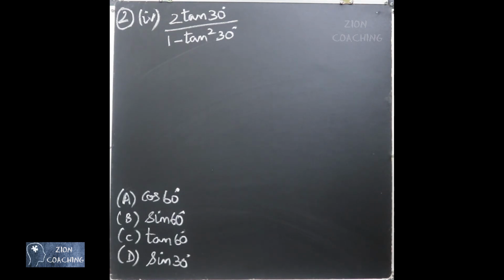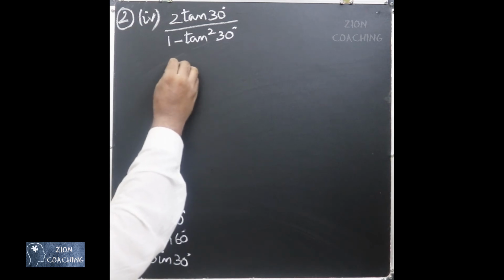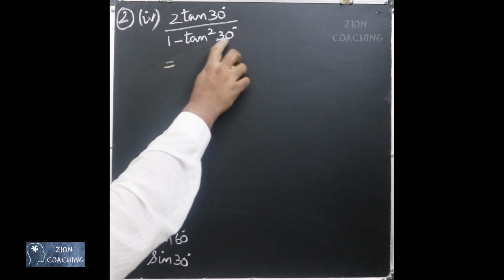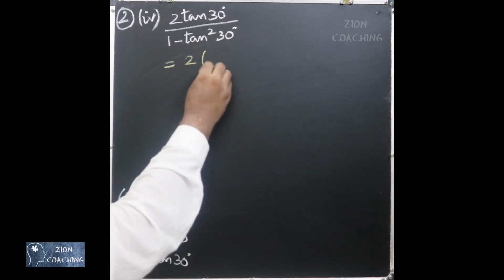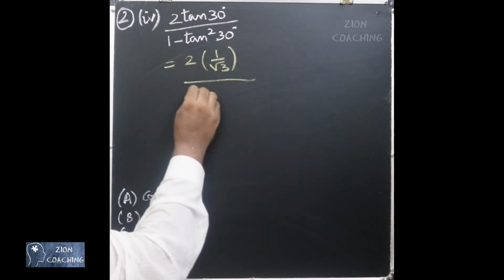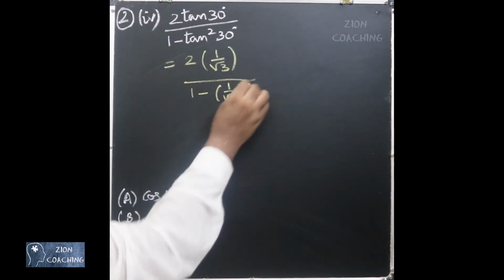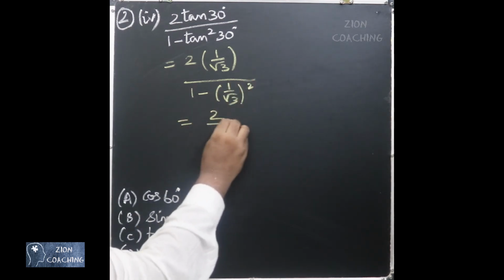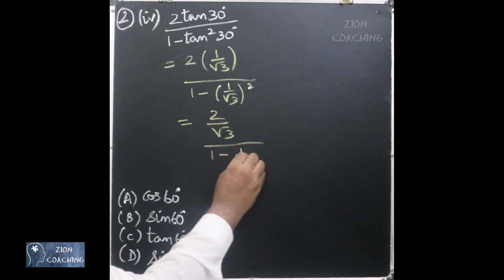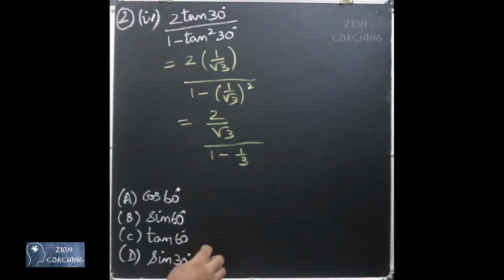Subdivision 4. We have to solve this and check which of these choices is correct. First we will substitute the values. The question is 2 tan 30 degree by 1 minus tan squared 30 degree. Value of tan 30 degree is 1 by root 3. So 2 into 1 by root 3 by 1 minus 1 by root 3 the whole squared. So we are going to have 2 by root 3. In the denominator we will have 1 minus 1 by 3, because when you square 1 it is 1, root 3 when you square it is 3.